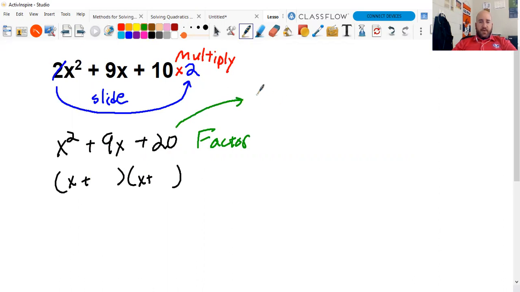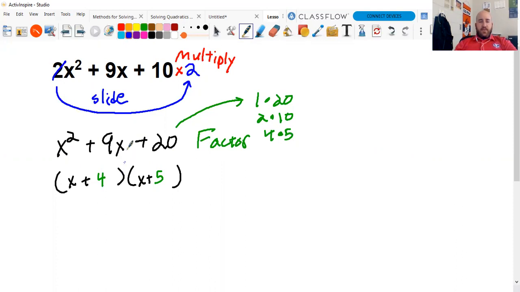What can I multiply to get 20? 1 times 20, 2 times 10, 4 times 5. Which of those are going to add to give me 9? Of course, it's 4 and 5. So I factored this, okay?